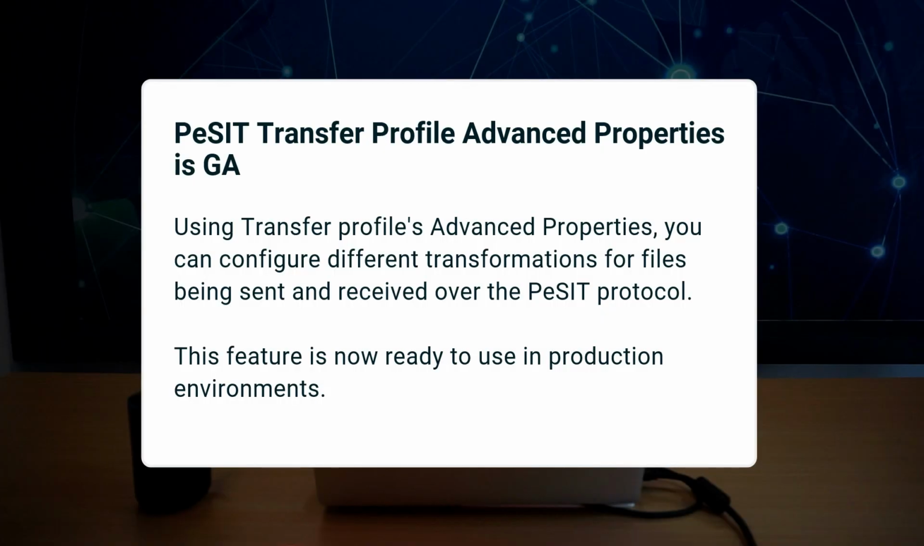The extended PeSIT transfer profile functionality, which we introduced 3 months ago, is out of beta and is now ready for use in production environments. This feature allows administrators to set different transformations for the sent and received files. If you have used the feature in its beta state, please be sure to adapt your configurations.